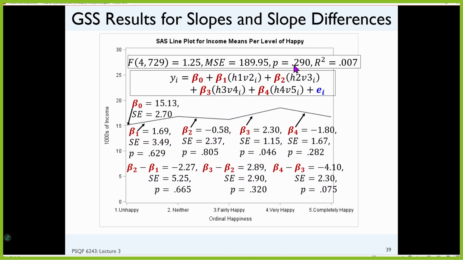Now up here, here's a result we have not seen yet. I have an F of 1.25 and a p-value of 0.29. So this is telling me that overall, there is no relationship between happiness and income as far as these 4 slopes are creating. The model is not significant. It accounts for less than 1% of the variance. So the 4 slopes do not create a predicted y-hat that is significantly correlated with the real one.